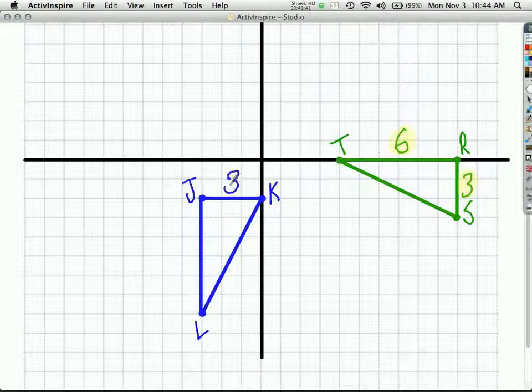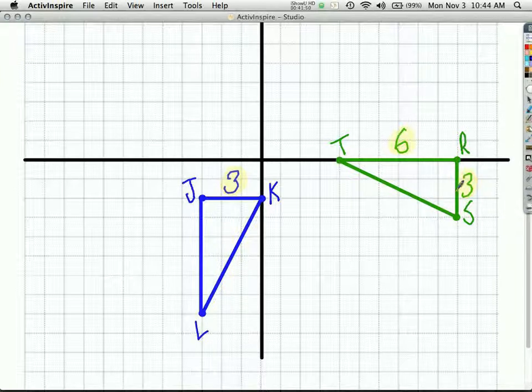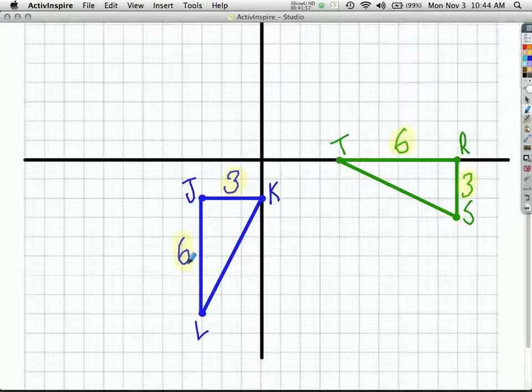JK is 3. Are you sure? Yes, we're sure. Give me another distance. Davis? JL is 6. Are you certain? Yes. Okay, so we can count that. So we can see that we've got a 3 and a 3 and a 6 and a 6.